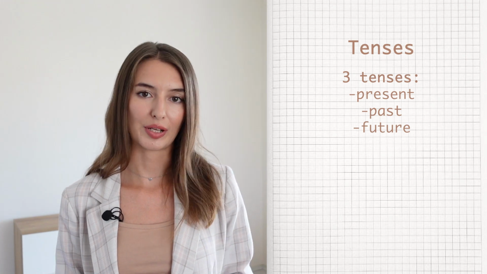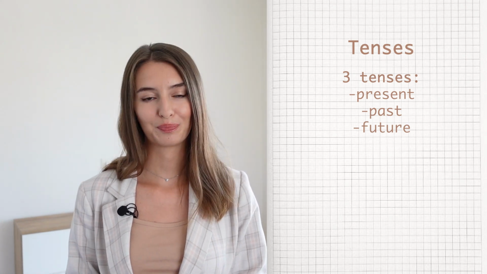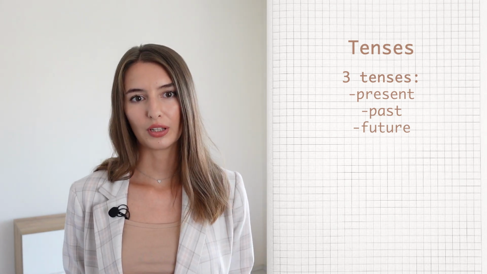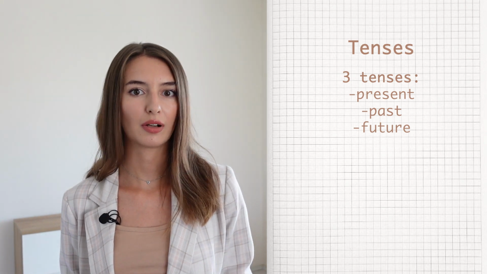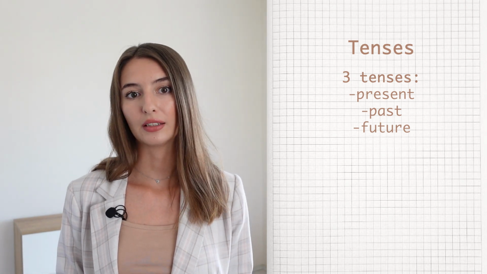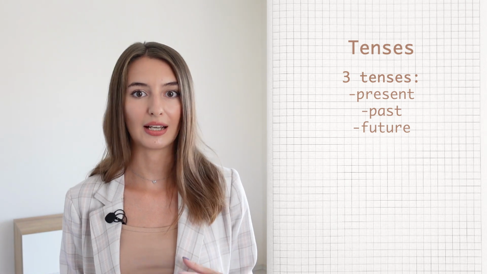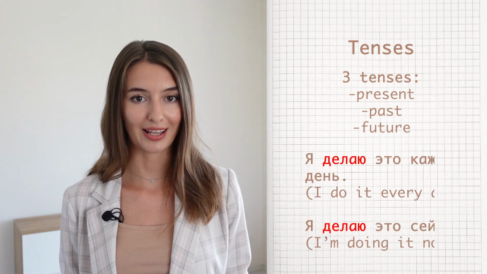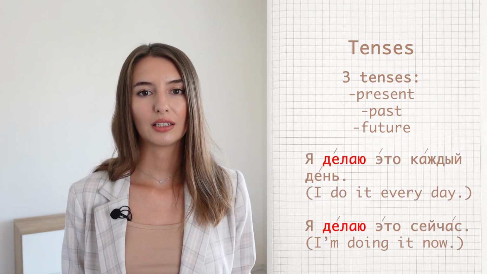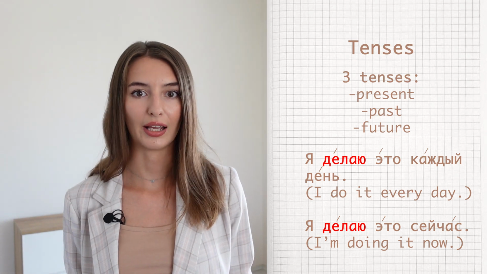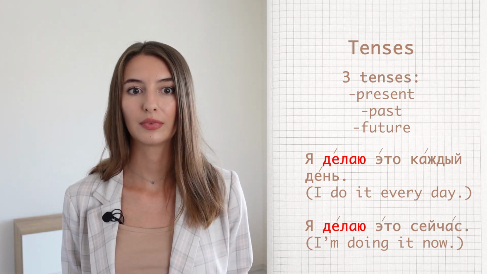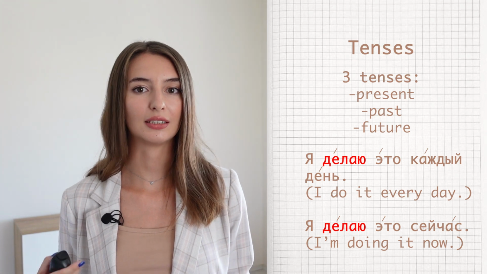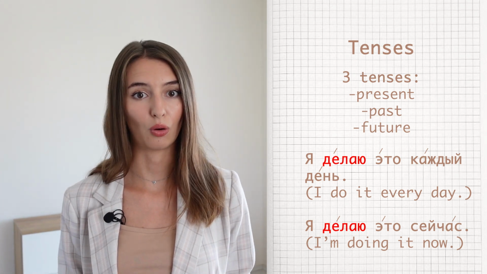Another piece of good news is that in Russian we have only 3 tenses: present, past, and future. For example, for the actions that are done regularly and the actions that are being done now, we use the same tense. Я делаю это каждый день. I do it every day. Я делаю это сейчас. I'm doing it now.